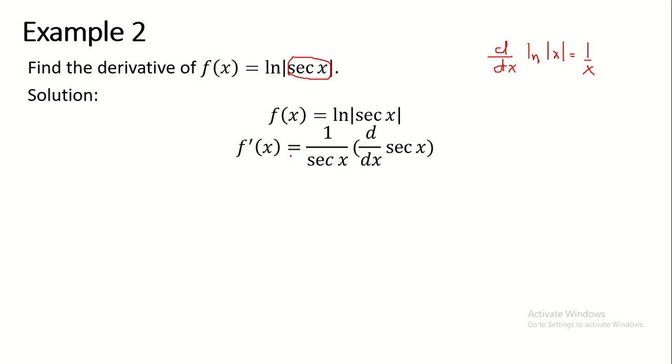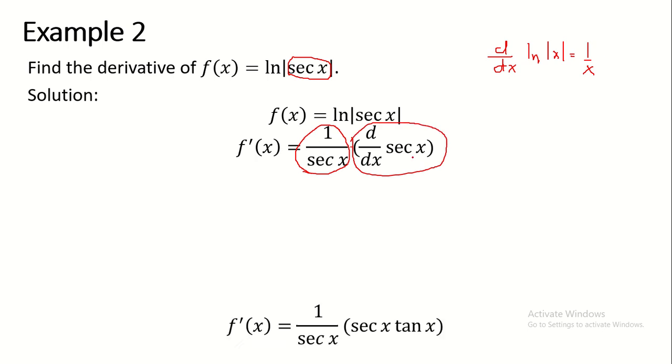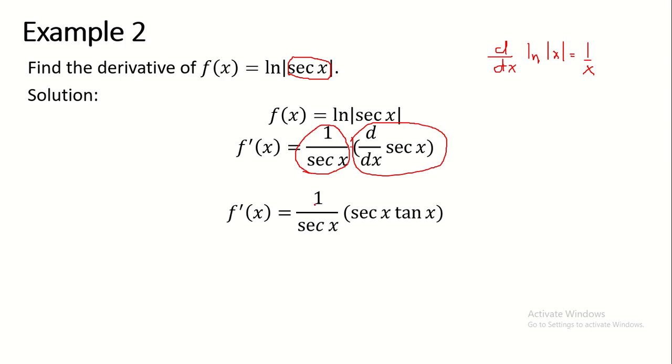Okay, so, f prime of x is equal to 1 over secant x and then apply chain rule. So, kukunin natin yung derivative ng secant x. Okay, d over dx secant x. So, itong part na to is application of theorem 1.4 at ito naman ay chain rule. So, 1 over secant x, derivative of secant x. Next, f prime of x is equal to, kopyahin lang, 1 over secant x. And then, the derivative of secant x is secant x tangent x.